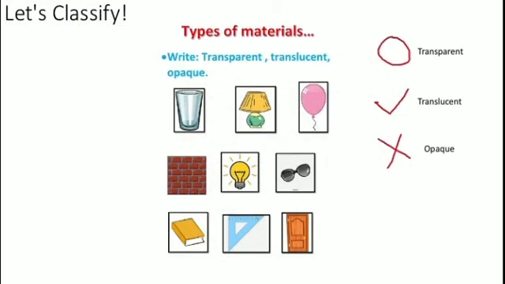So dear students, let's classify. These are the types of materials where you will have to write which is transparent, translucent and opaque. So dear students, once you finish watching this video, please do this exercise. Circle the transparent, tick the translucent and cross the opaque objects. Okay dear students, and send it through the Google Classroom.